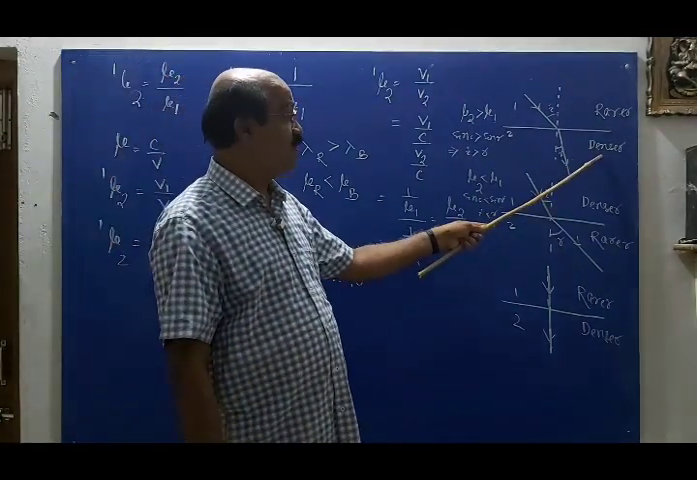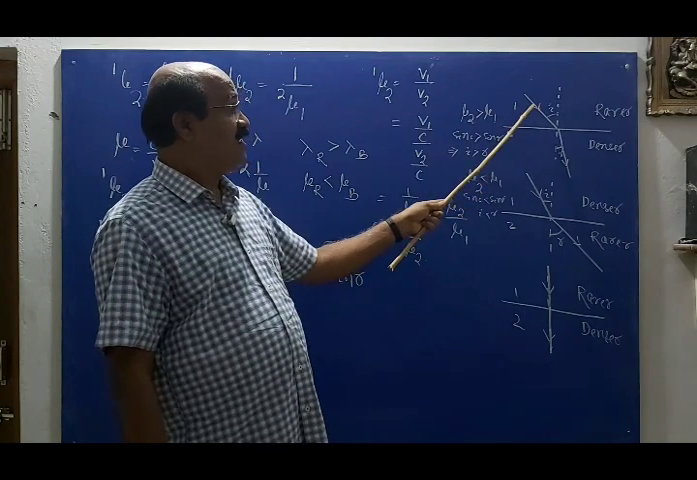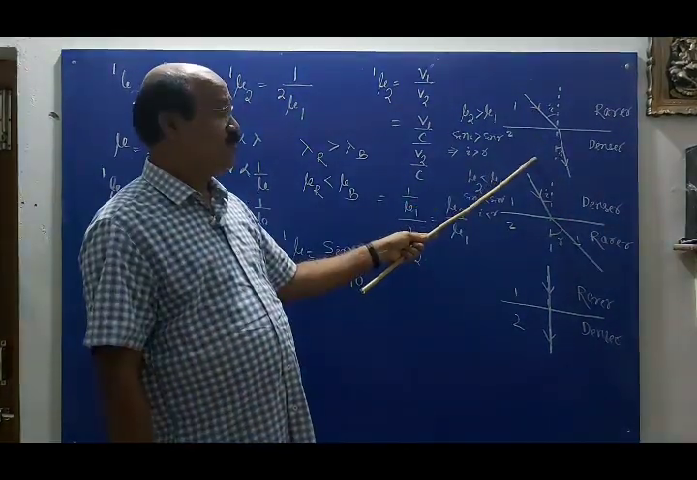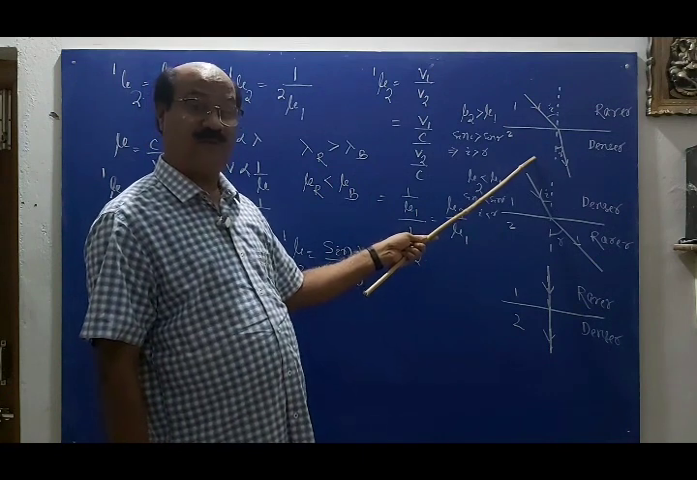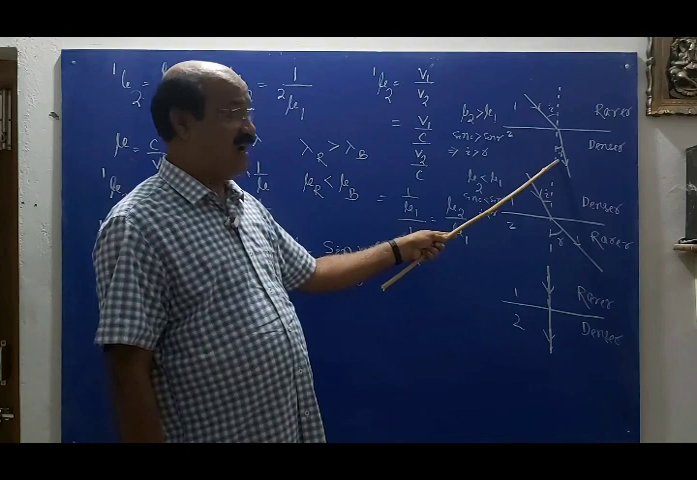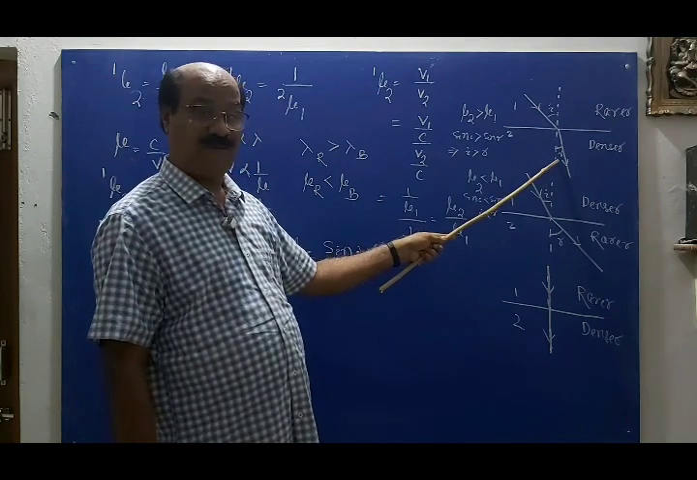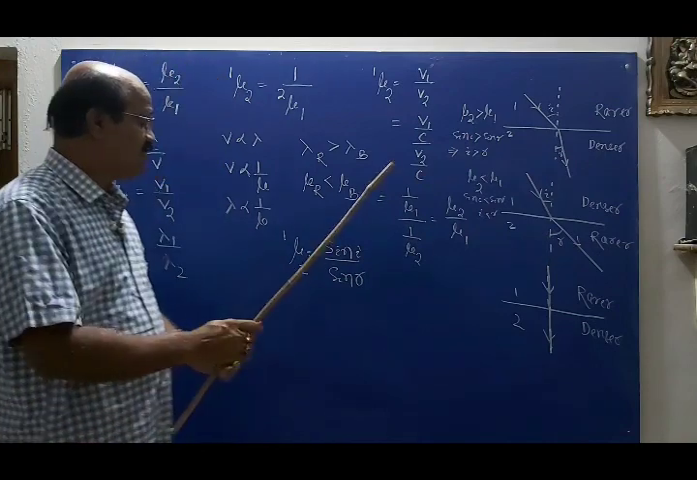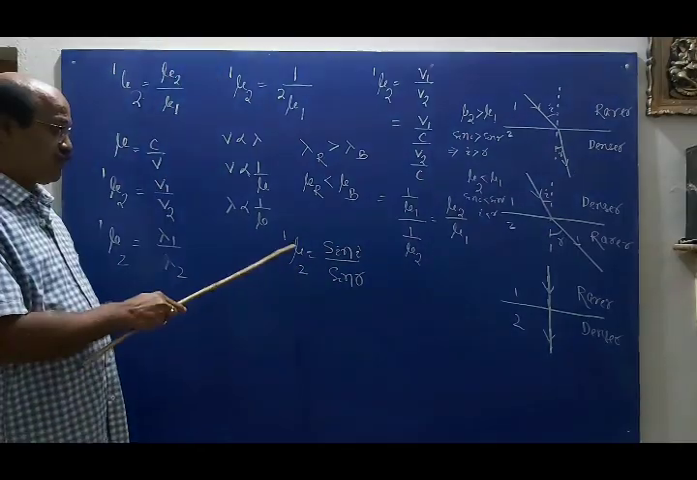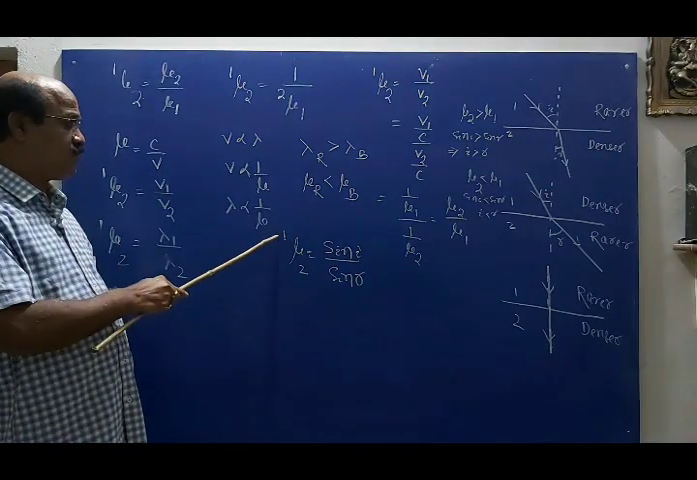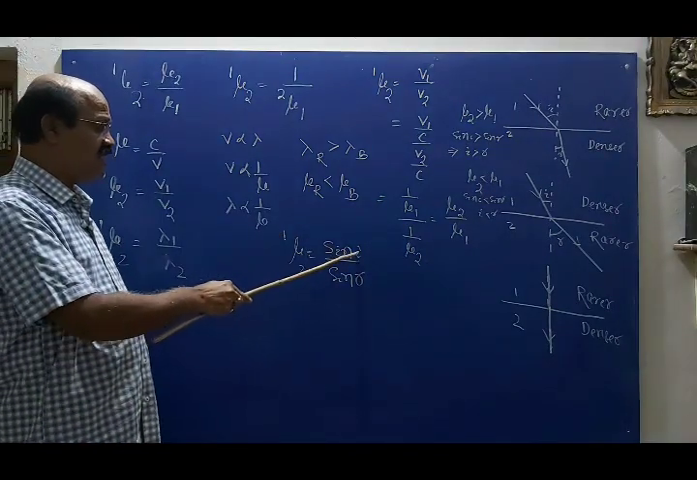The medium in which the incident ray lies is called the first medium, and the medium in which the refracted ray lies is called the second medium. So sin I by sin R is equal to the refractive index of the second medium with respect to first medium. That will be the identity: mu2 with respect to 1, the refractive index of the second medium with respect to first medium, is equal to sin I by sin r.